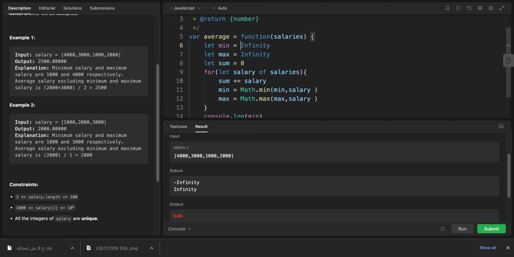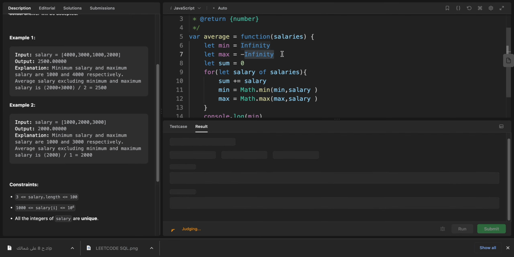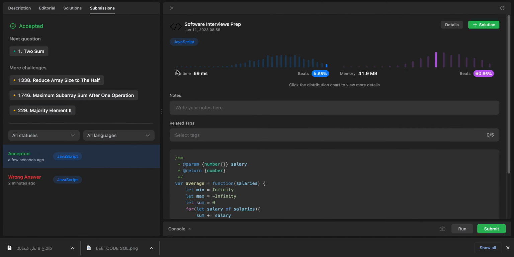Of course, because min is minus infinity, so there is nothing smaller than minus infinity. So when you try to compare it with the other values, it will not work. And max is infinity, there is nothing bigger than infinity, so I just should swap them. Yeah, of course.